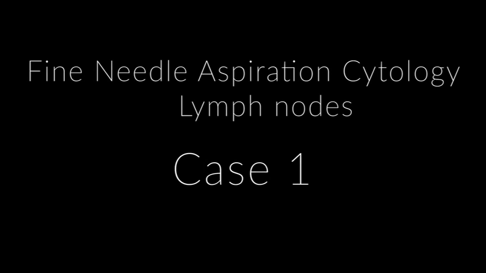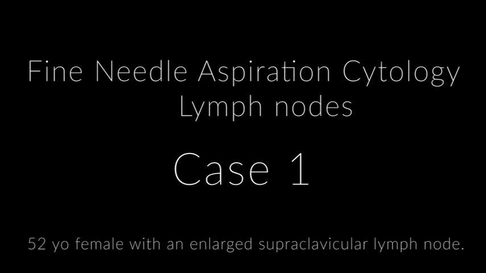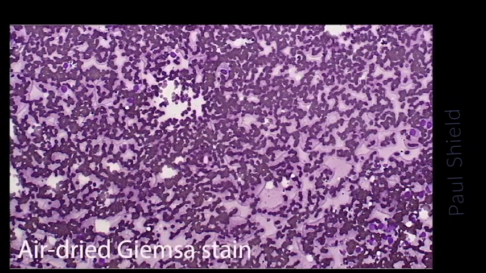This case is a fine needle aspiration of an enlarged lymph node in the supraclavicular region of a 52-year-old female, so just above the clavicle. This is the air-dried Giemsa stain slide, and I'm pointing at all the red blood cells at the moment, so they don't have a nucleus. This material is just serum in the background with the blood. And there are a few nuclei over here, and so it's nucleated cells that we're interested in.